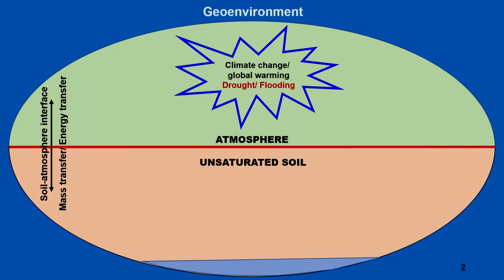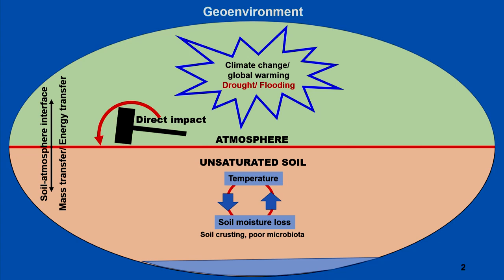So soil is one of the most important resources, which bears the direct impact of all this. As you can see, there are several circulation models in nature, and one happens to be the soil moisture loss associated with temperature or maybe global warming. It leads to soil crusting and poor microbiota in the soil, and this circulation is what we need to keep in equilibrium for better life.